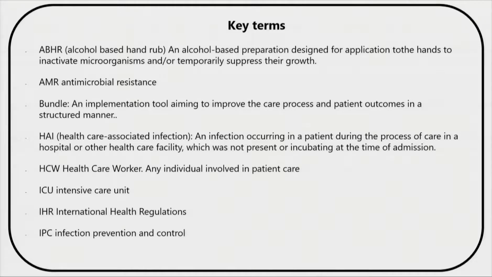One such key term is ABHR. It is alcohol based hand rub. As we all know, alcohol is a very potent antiseptic agent, either ethanol or isopropyl alcohol. When you apply it to the hands or the skin, it inactivates microorganisms, or can temporarily suppress their growth, making the hands clean and safe to provide care within the healthcare system. The second such term is AMR, antimicrobial resistance. Bundle, what is it? It is an implementation tool to improve the care process and patient outcomes in a very structured manner. HAI, we already have talked about in our earlier slides, and HCW is healthcare worker. Any individual who is involved with patient care is called a healthcare worker.